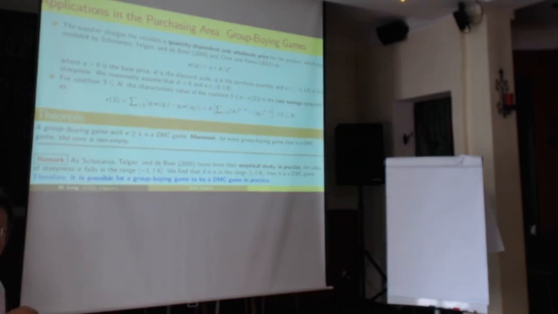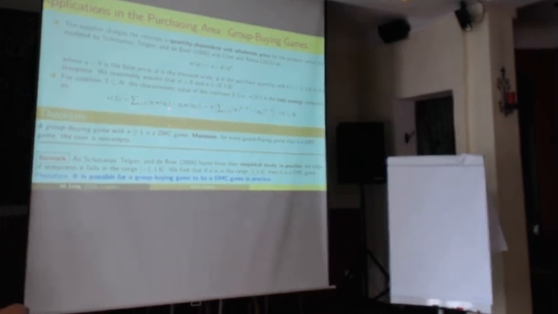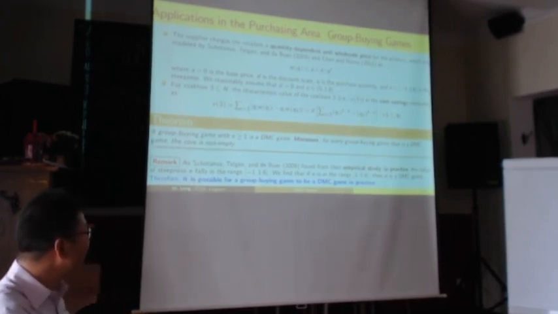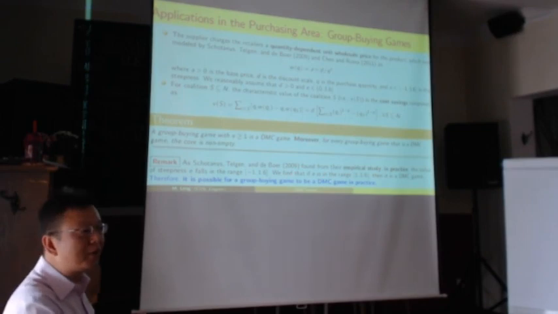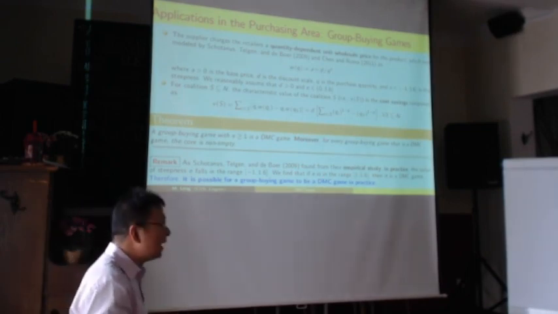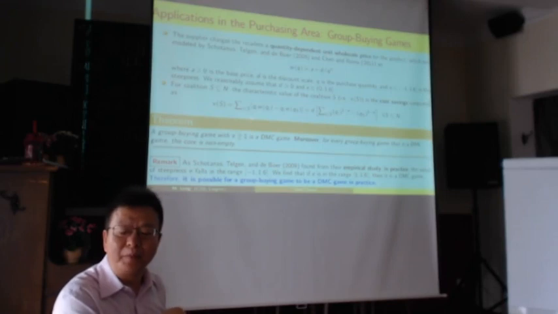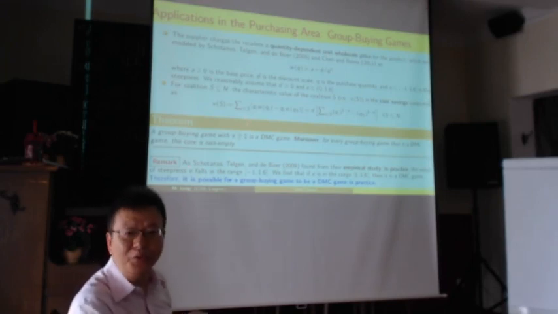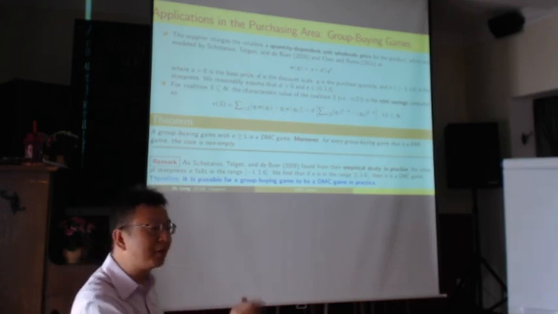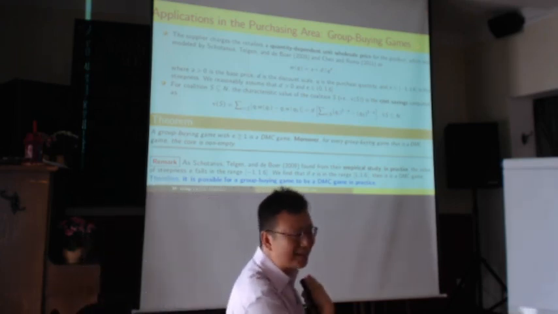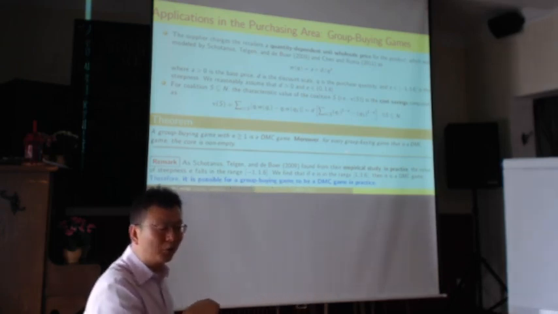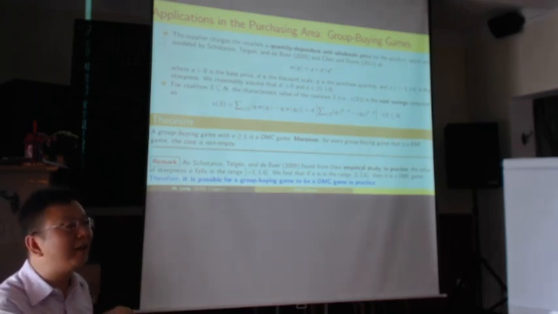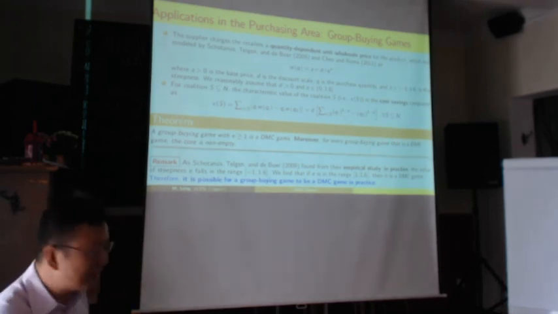I need to show under what condition the value of E is bigger than 1. Okay. So I got the information from this paper. They did an empirical study. They have estimates of the value of parameter E. They estimate the parameter always falls in the range -1 to 1.6 based on their empirical study. So what does it mean? This means it is possible the E value is bigger than 1. So it is possible the group buy-in game is a DMC game.